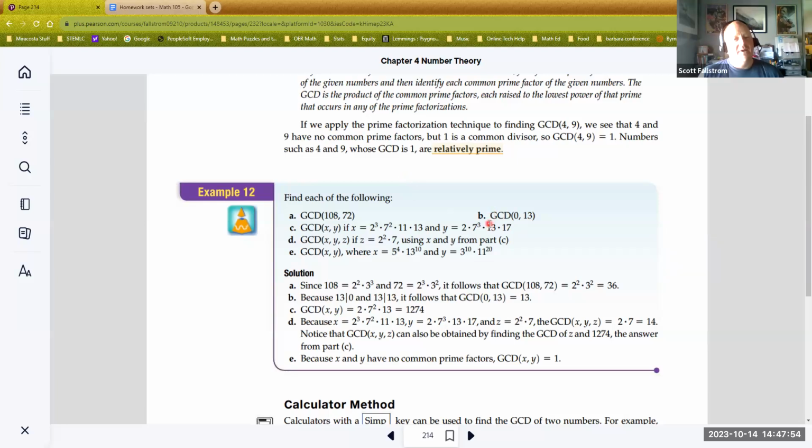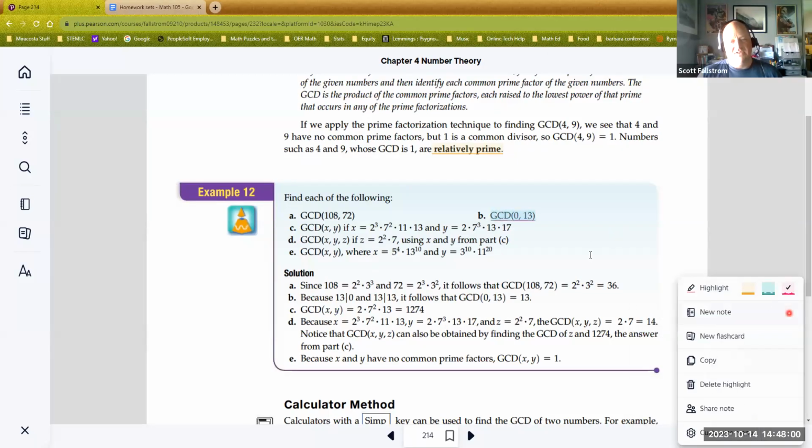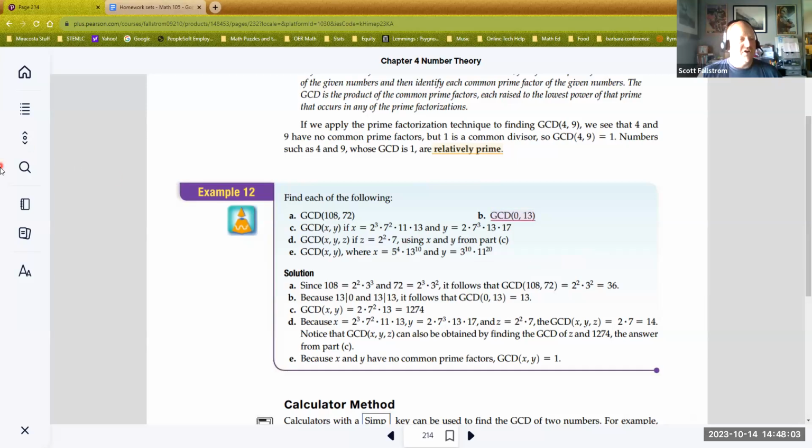Let's see here. Common issues with students in this section, probably a problem like this. GCD of 0 and 13. So GCD of 0 and 13, the most common thing is to say it's 0, but remember, it has to divide each number. 0 does not divide 0.